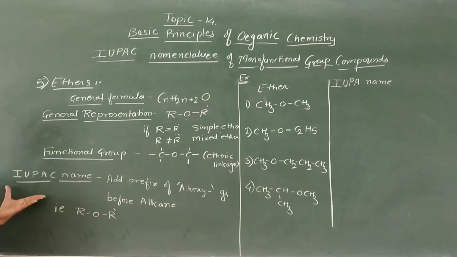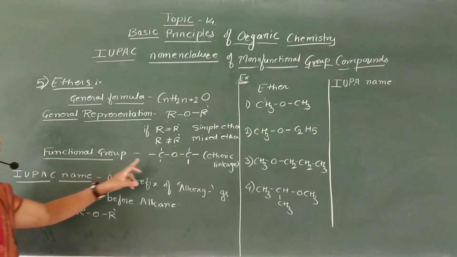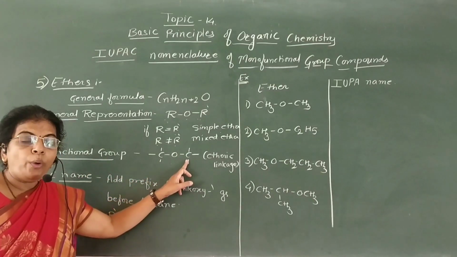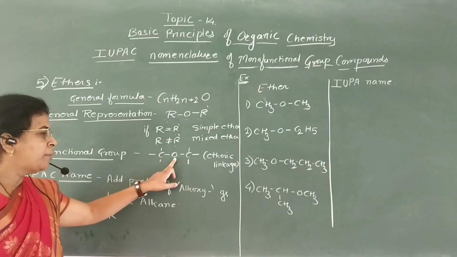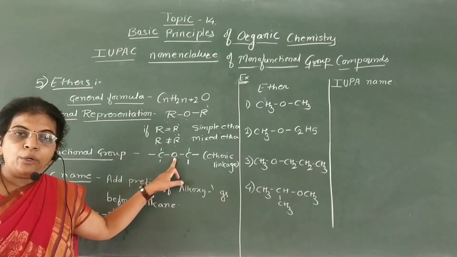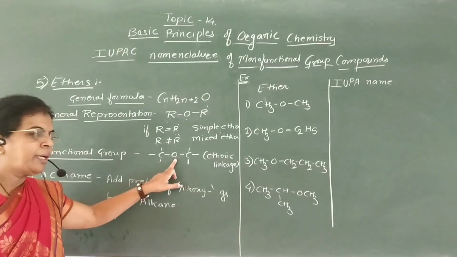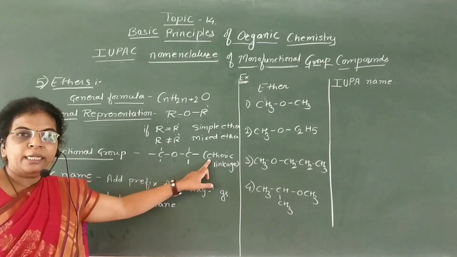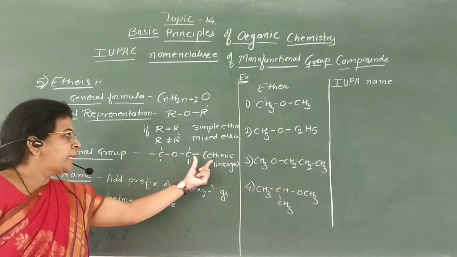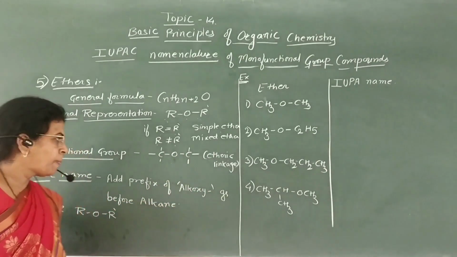Here the functional group of ether is C-O-C, that is, O is the functional group of ether. When this oxygen atom is bonded to two hydrocarbon radicals, it becomes ether. That is, the C-O-C linkage is present in ether, and this C-O-C linkage is called the etheric linkage.